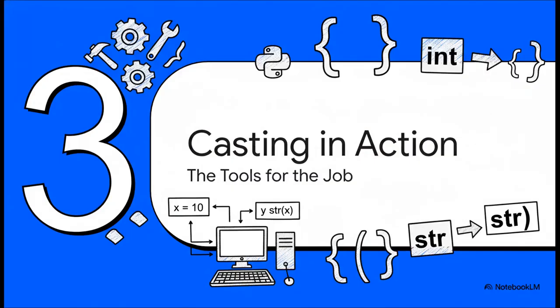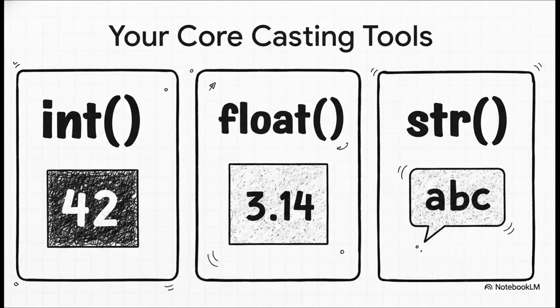All right, enough with the theory. Let's actually see how these tools work. This is where we get our hands dirty and see how to turn these ideas into code that actually does something. We're going to focus on the big three, the essential casting tools you'll find yourself using all the time. There's int for integers, whole numbers. Then there's float for numbers with decimals. And finally, string for converting things into strings or text.